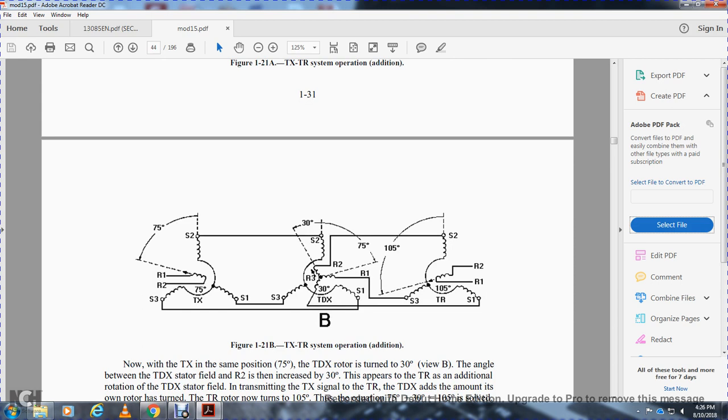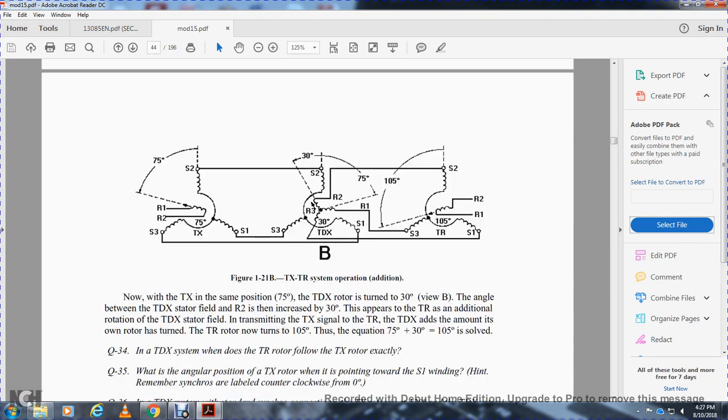You have the 75 degree angle between stator 2 and rotor 1 and stator 3 of the transmitter. Stator 3 goes to stator 1 of the torque differential transmitter, and stator 1 goes to stator 3 of the torque differential transmitter. Stator 2 has a 75 degree angle with rotor 1 and rotor 2 from the torque differential transmitter, which goes to stator 2 of the torque receiver. Rotor 1 from the torque differential transmitter goes to stator 3 at a 105 degree angle with rotor 1 and rotor 2, and stator 3 from the torque transmitter goes to stator 1 on the torque receiver.